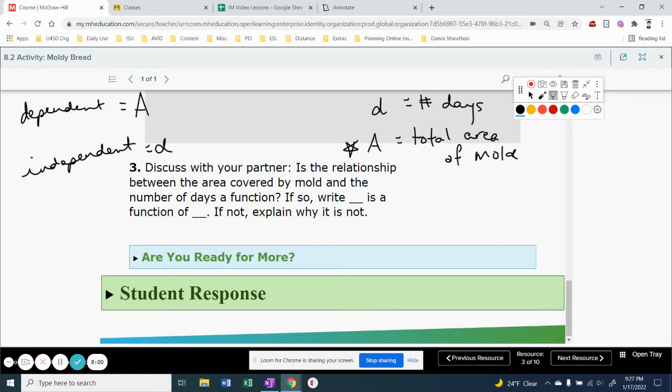So we are going to write area is a function of time. And you can write in days since we are talking the number of days. Sometimes we do calculations like this in hours or minutes. So you really want to be specific with your units.